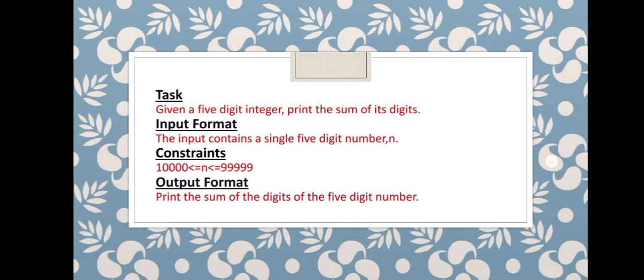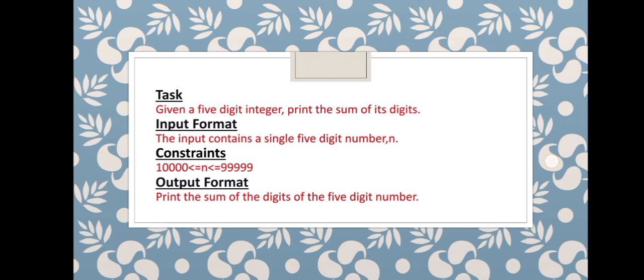The task for us is: given a 5-digit integer, print the sum of its digits. So they have given a 5-digit number. We should take each digit and add the digits to find the sum and print it. This is the task given to us. Input format: the input contains a single 5-digit number n. So the input is the number that we give to find the sum of digits, denoted by the variable n.